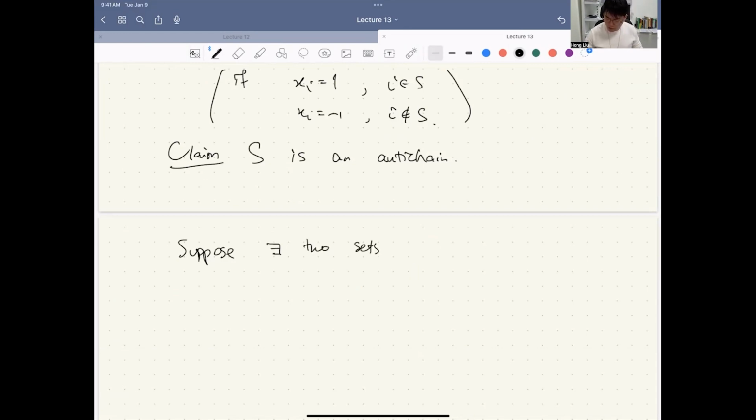Two sets, y, which is a subset of another, y prime. How does y look? Y looks like y1 to yn, and this looks like y1 prime to yn prime. What does it mean? It's a subset of that. That means whenever you see a 1 here, it's also a 1 here. And if you have -1 here, this could be 1, could be -1, we don't care. This means it's a subset of that.